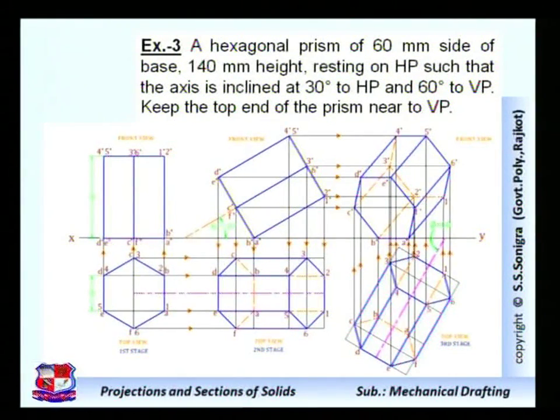So this is the solution of the problem that we have drawn over here. You can see here this face is visible, these are the invisible lines represented by the dotted line. So I hope this solution is clear to you.